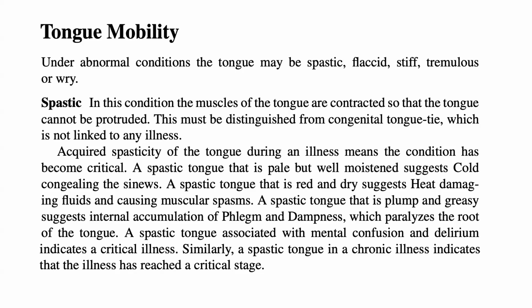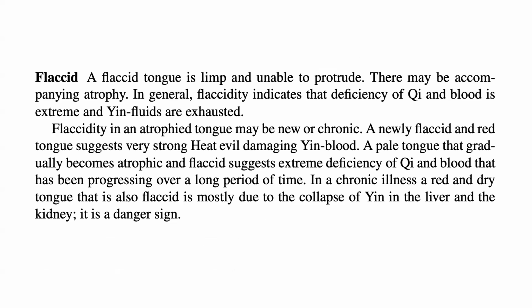A spastic tongue that is plump and greasy suggests internal accumulation of phlegm and dampness, which paralyzes the root of the tongue. A spastic tongue associated with mental confusion and delirium indicates a critical illness. Similarly, a spastic tongue in a chronic illness indicates that the illness has reached a critical stage.